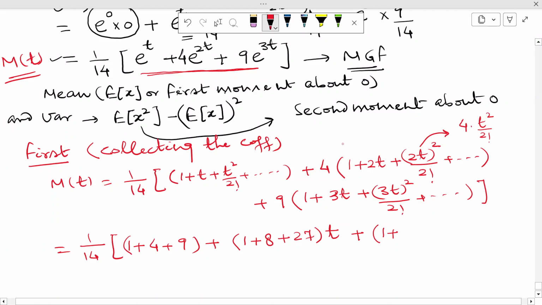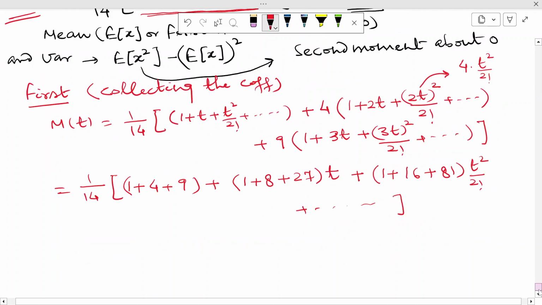So when you multiply this 4 with this term, it is 4 into 4, which is 16, and similarly here you are having the square of 3, which is 9, and when you multiply this by 9, this comes out as 81, and this is the coefficient of t square over factorial 2, and we have some higher powers of t.